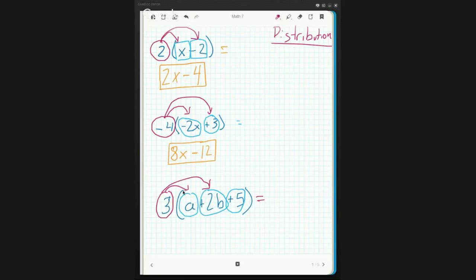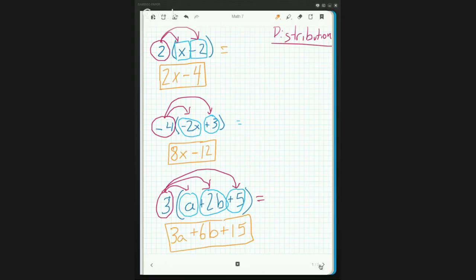And I really like using the circles and the arrows. Sometimes if you try and shortcut this, especially early on when you're doing this work, you're not giving yourself every advantage to get the answer right. So let's try this. 3 times a is 3a. 3 times 2b, it's all positive, so that's 3 times 2 is 6 times b, and 3 times positive 5 is positive 15. So there's our distribution.